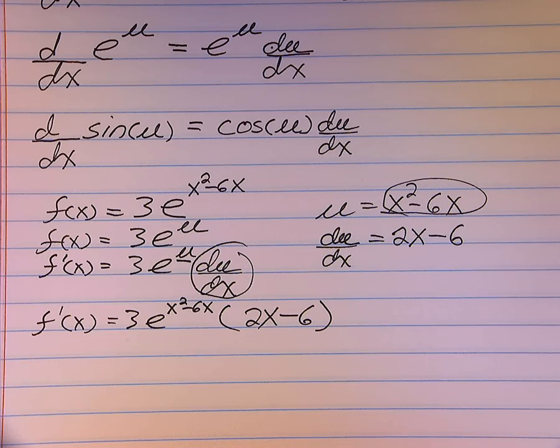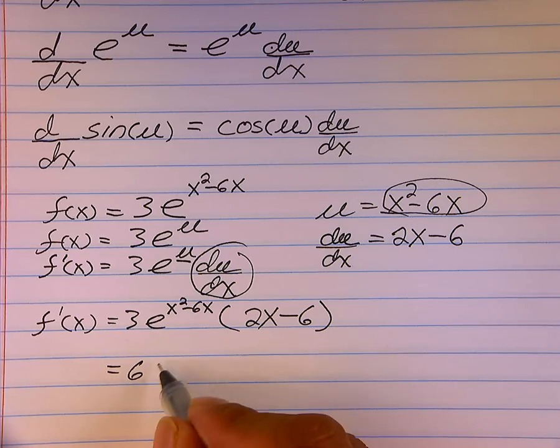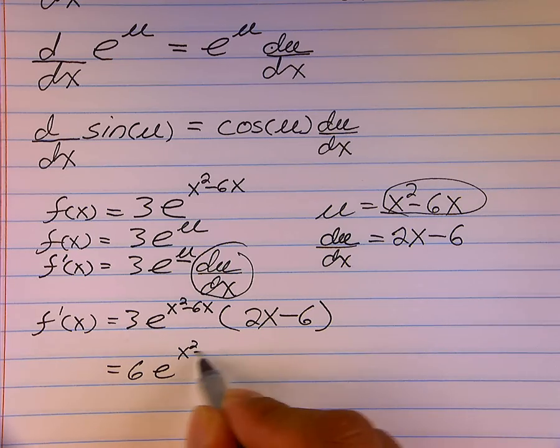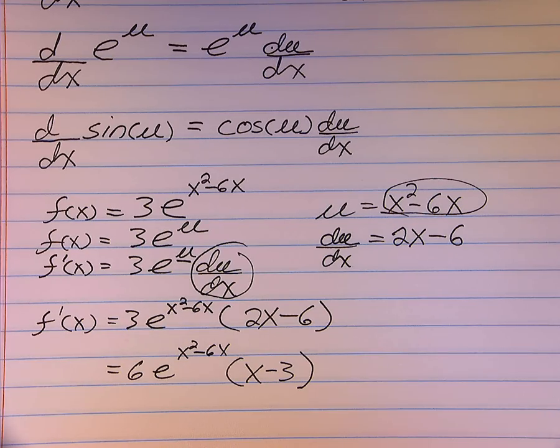If you're going to leave it in factor form, that's perfectly fine. However, I would go ahead and factor 2 out of the 2x minus 6 so it's fully factored, giving us 6e to the x squared minus 6x times x minus 3. You can also expand that out if you prefer.